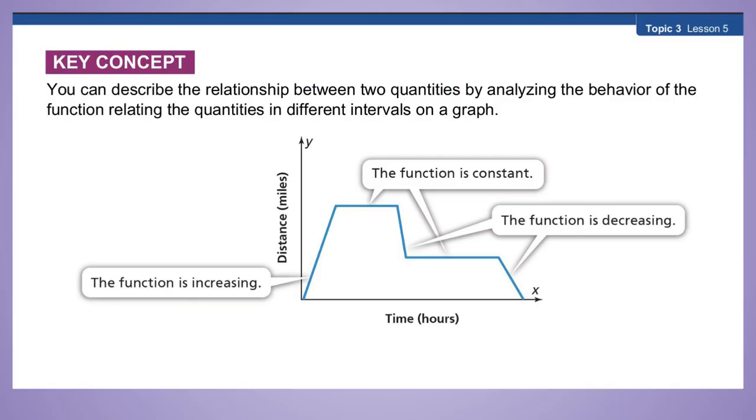This is your key concept on page 198. You can describe the relationship between two quantities by analyzing the behavior of the function, relating the quantities in different intervals on the graph. So intervals, if you remember, are just in between two events. Sometimes intervals are increasing. This is increasing. Sometimes intervals are constant. They're not doing anything. That one is constant. This one is constant. And sometimes they are decreasing.